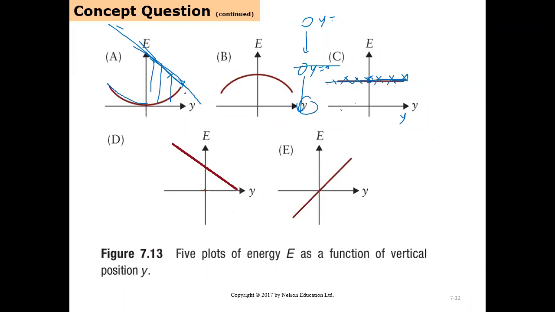At the highest point, it should be 0 because you are dropping it. Let's say this is y equal to 10 meters. The kinetic energy is 0 at the highest value of y. So this is not it. What about this?